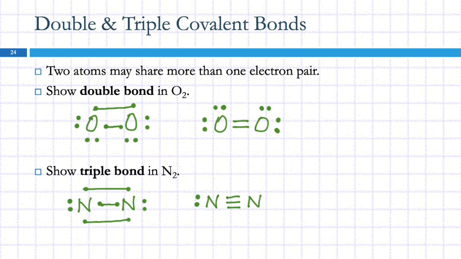And then each of these nitrogens has a lone pair. So when we count electrons for this nitrogen, there's 2 here, and each line represents 2. So 2, 4, 6, 8. And for this nitrogen, 2, 4, 6, 8. They have octets.